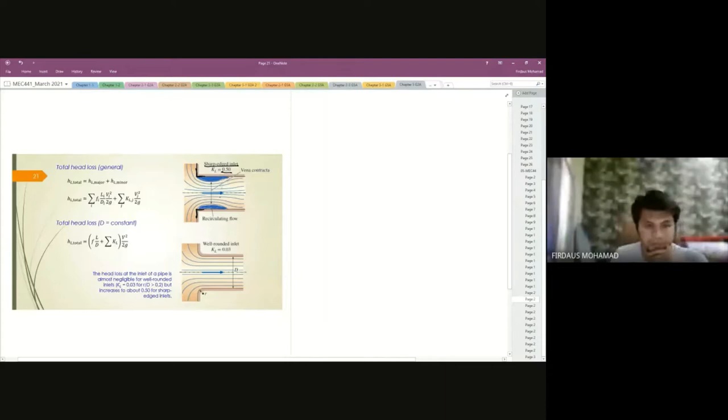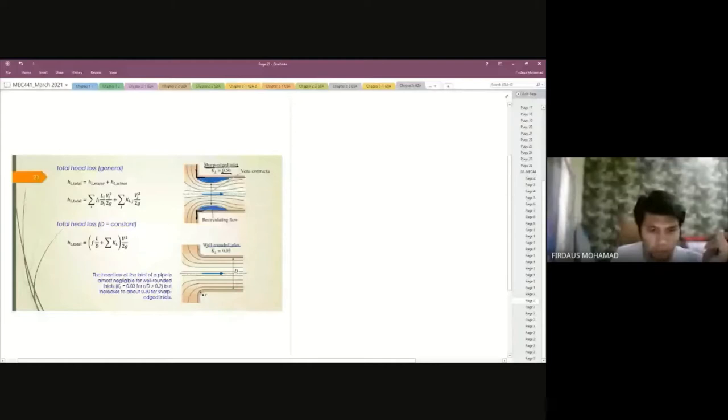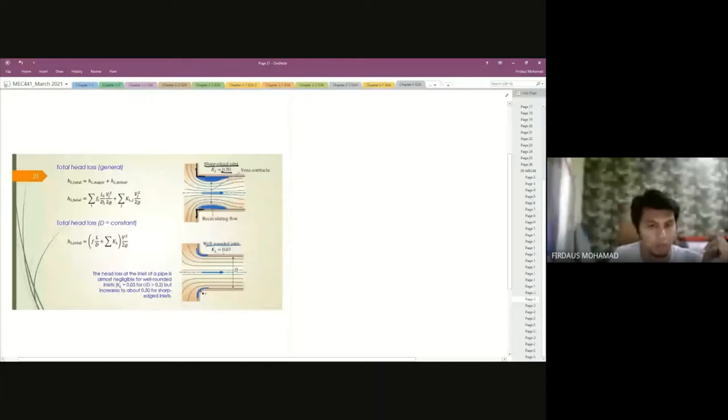We can solve this by using a well-rounded inlet. Now the inlet is well-rounded, no more sharp edge. So we can reduce KL from 0.5 to 0.03. We still have losses, but they are very minimal.